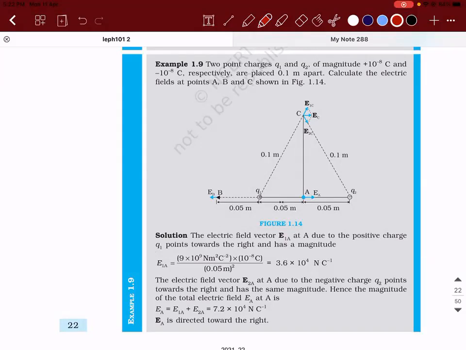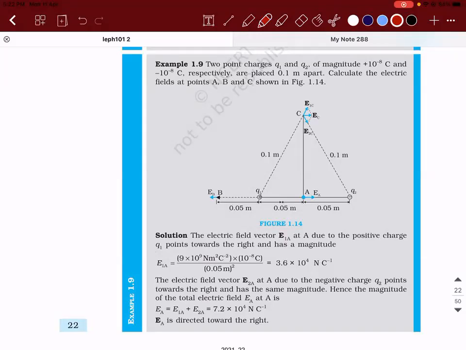So first, take a positive charge and a negative charge. Both are of the same magnitude. How much value, guys? 10 power minus 8. And how much is the distance of separation between them? 0.1 meter. Right? Now, calculate the electric field at point A. Instead of point A, they can say calculate it at the midpoint of the line joining both these charges. So what is point A? It is the midpoint of the line joining both the charges.